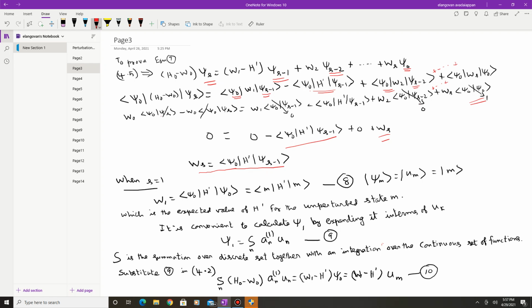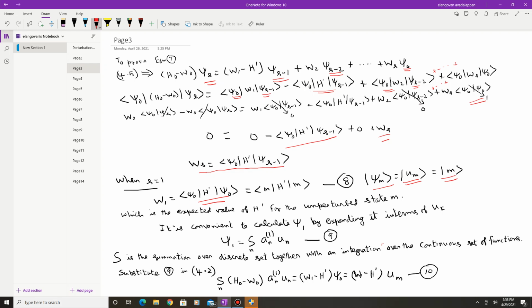Now put s equal to 1. If you put s equal to 1, you will get the first order correction. So s equal to 1 means ⟨ψ0|H'|ψ0⟩, and you will get this expression. Since we already mentioned, this is the unperturbed eigenfunction, and the unperturbed eigenfunction we call ψ, and the ket ψm is the same as the ket um. For convenience, we can put ket m itself.